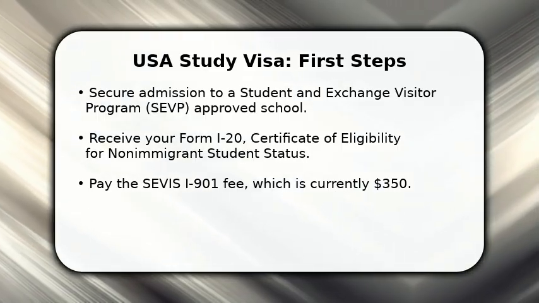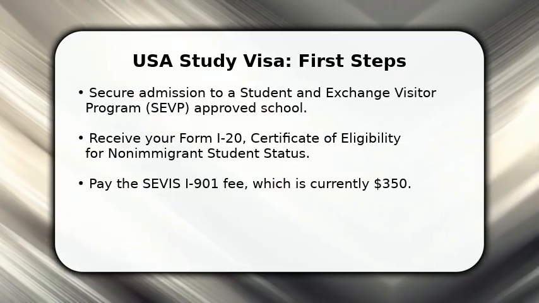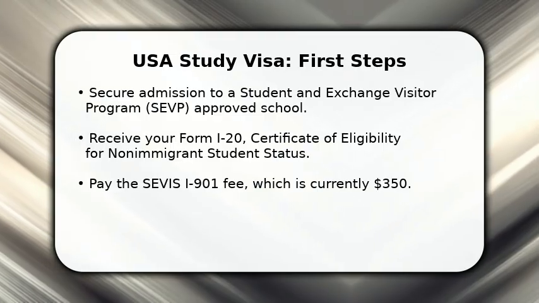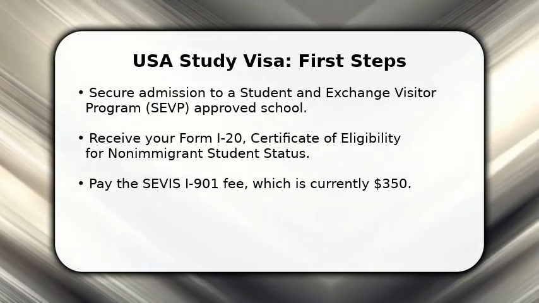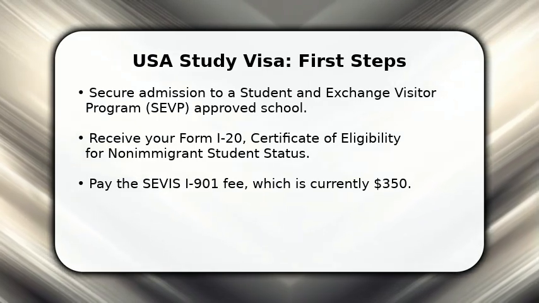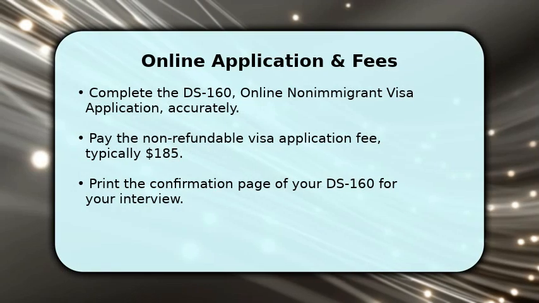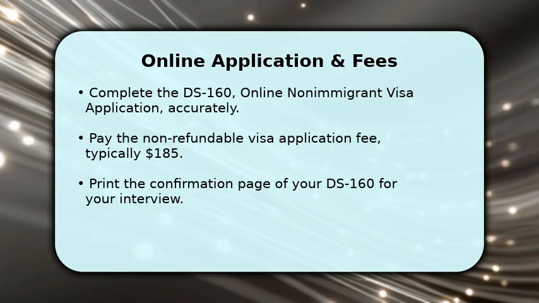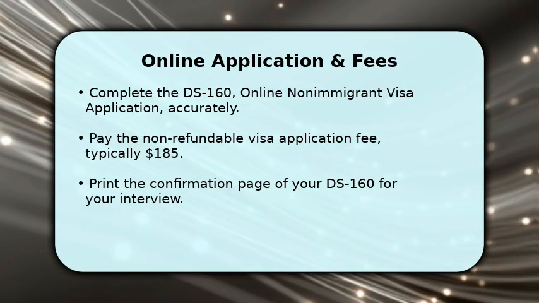Next, pay the SEVIS I-901 fee, which is currently $350. This fee registers you in the Student and Exchange Visitor Information System. Keep all receipts and documents organized for your application. After paying your SEVIS fee, complete the DS-160, the online non-immigrant visa application.